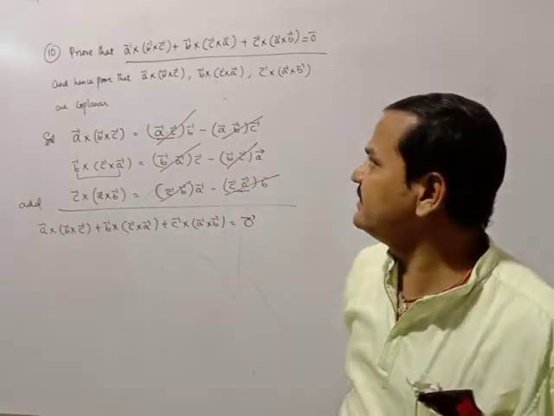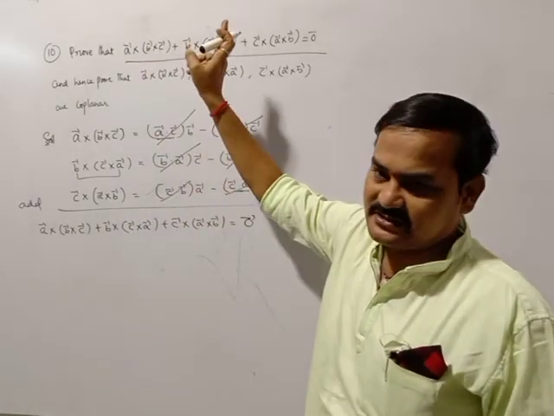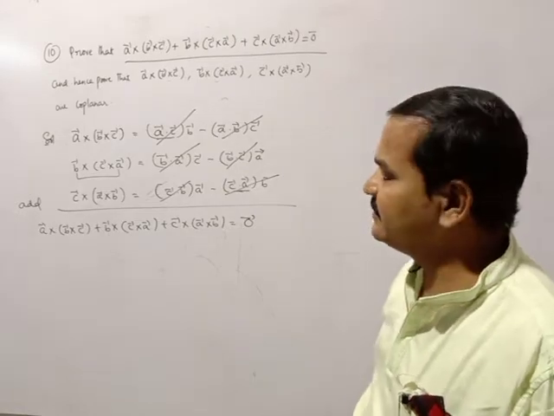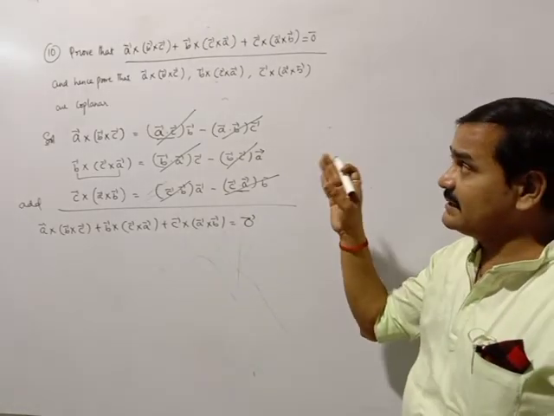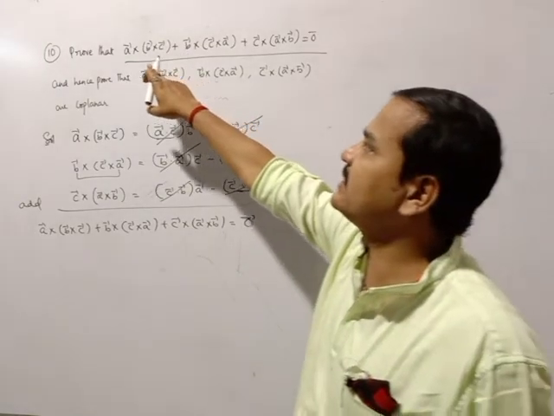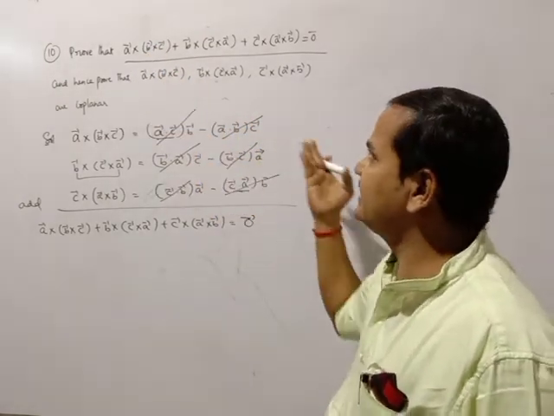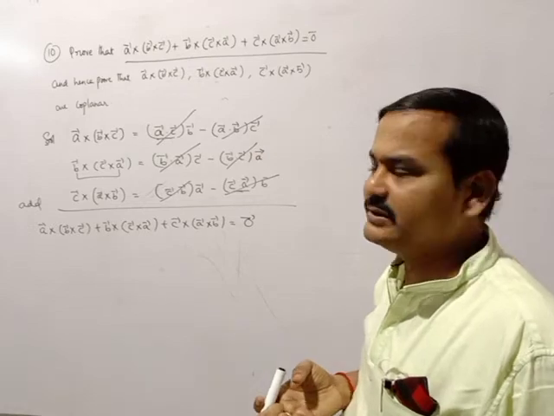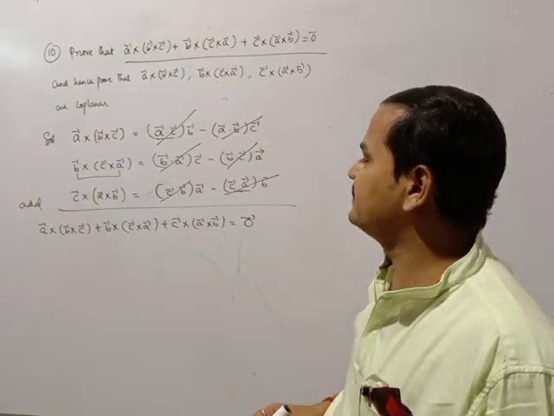This property is everywhere. Sometimes it is asking i, j, k also: i bar cross of j bar cross k bar. Whether it is in the syllabus or not, this type of question must come, because this is both of the cross product. You can apply it like that. You must make use of this one.